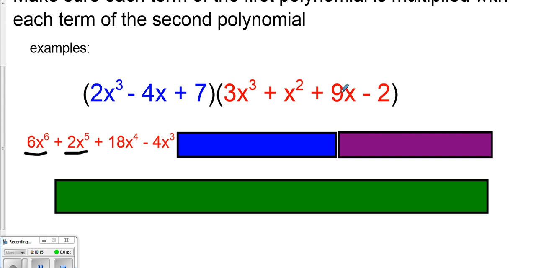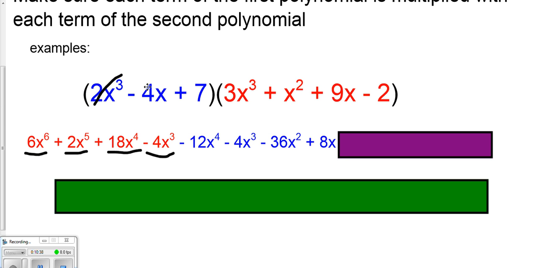2x cubed times 9x. 2 times 9 make 18. X cubed times x makes x to the 4th. 2x cubed times negative 2 is negative 4x cubed. This one is now taken care of. We've done this with all 4 over here, so here are the 4 terms we got from it. Now we move on to this term. Remember, we can't forget that this is negative.